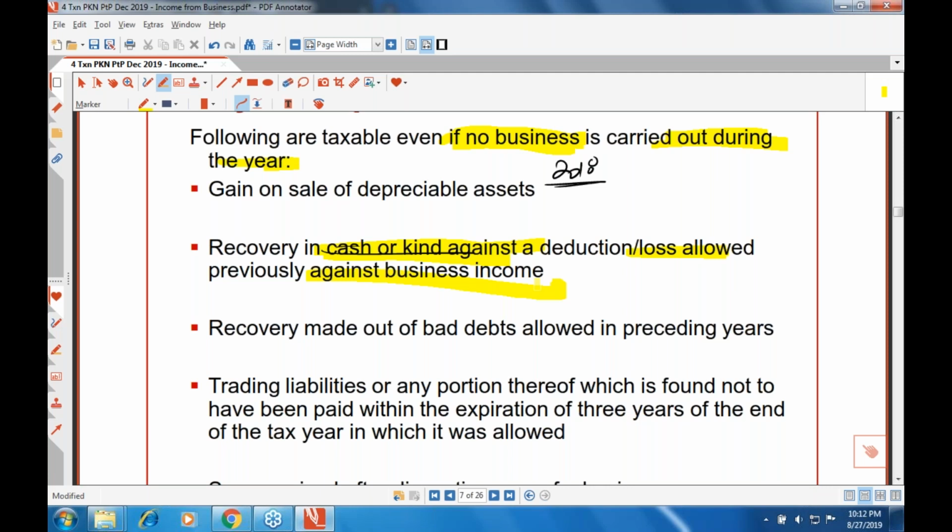Now, what next is there? The next situation is basically the recovery made out of the bad debts allowed in the preceding years. So if you have claimed a bad debt in the previous year, and subsequently the amount is recovered, then whatever amount you have claimed as a bad debt is going to be taxed in the subsequent year.